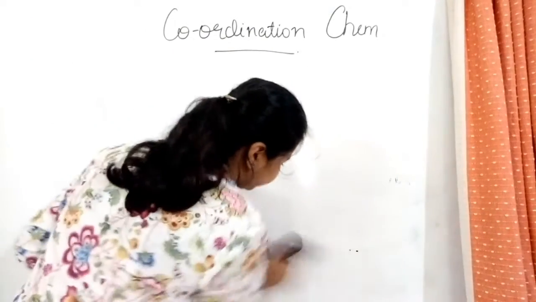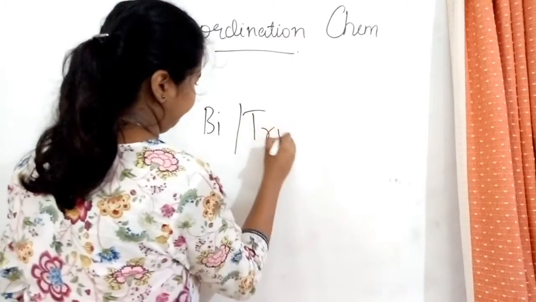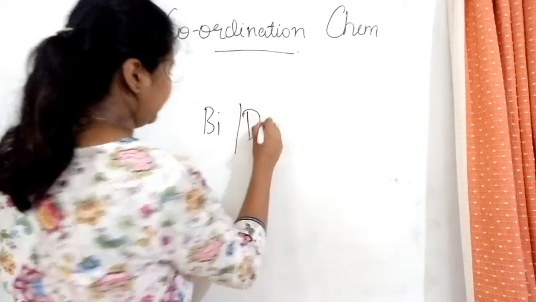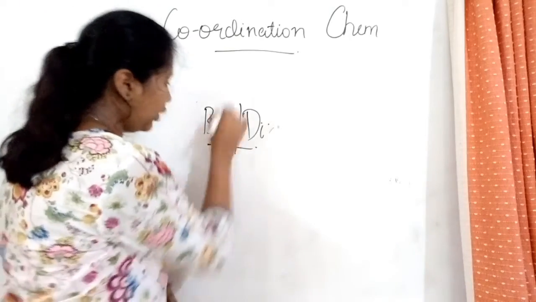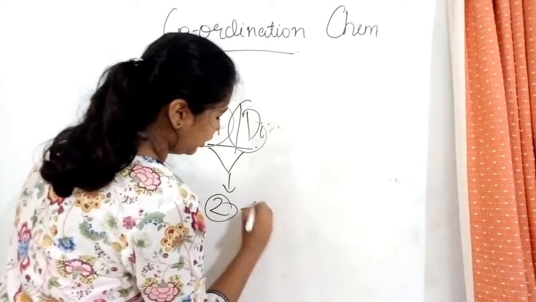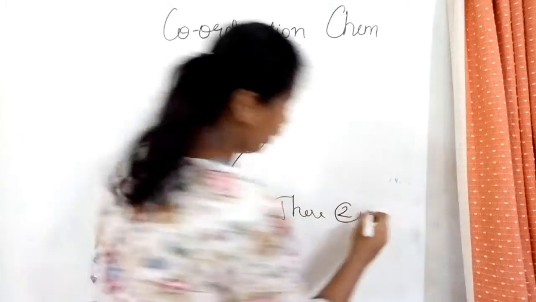That is bi or di. Sorry, bi or di. So let's see what bi or di means. What do these terms mean? This means 2. It implies there are 2 donor atoms.